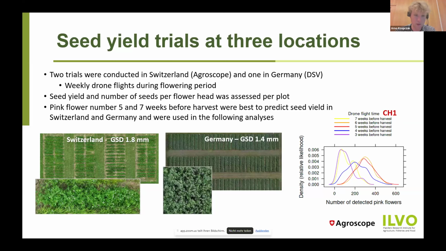That's what we've observed from relating the seed yields to the flower head model. And you see also here, for example, on the slide in the right bottom, that for the pink, this is basically the density relative likelihood for the detected pink flowers, and you see that at week 6 in this case there are a lot of pink flowers, and then afterwards it drops again to lower pink flower heads.